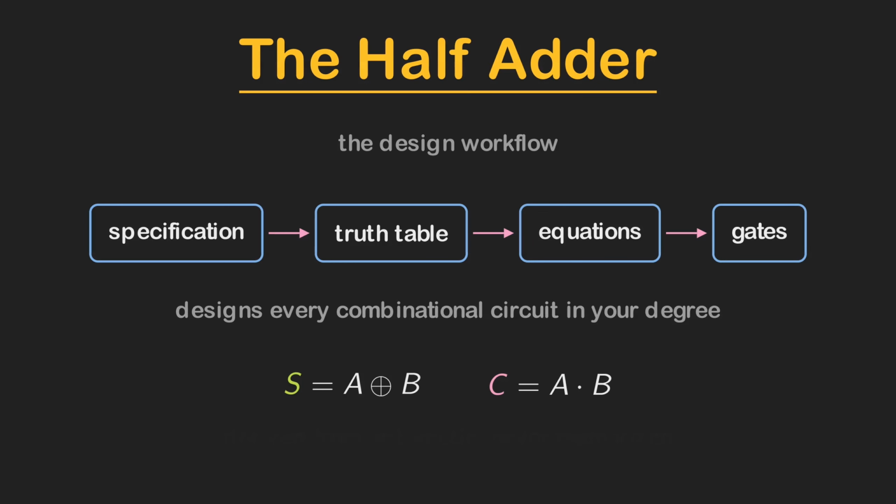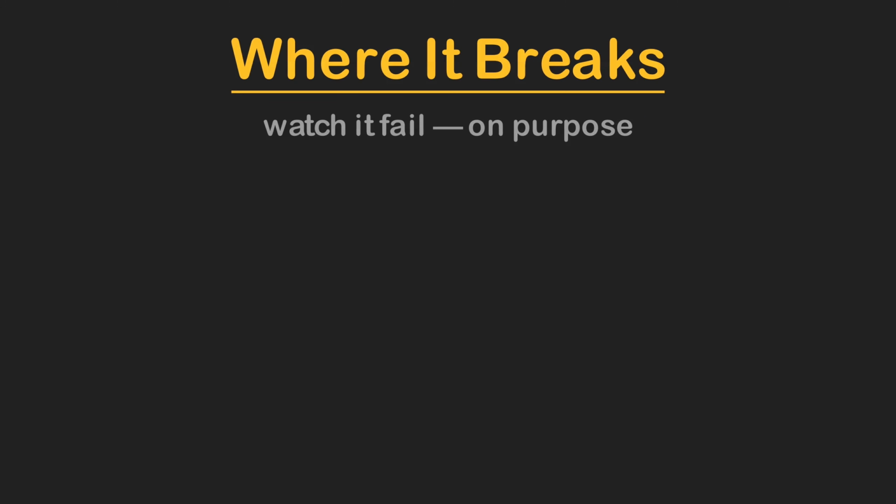So the key idea of this section: the half adder is XOR for sum and AND for carry, derived from arithmetic, never memorized. Now that we understand the half adder, let's watch it fail on purpose.